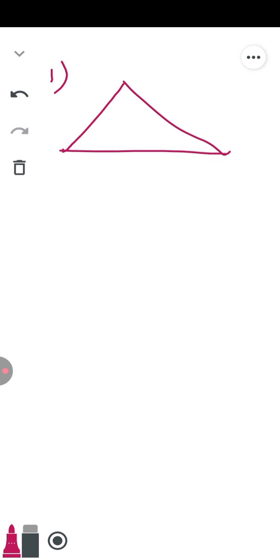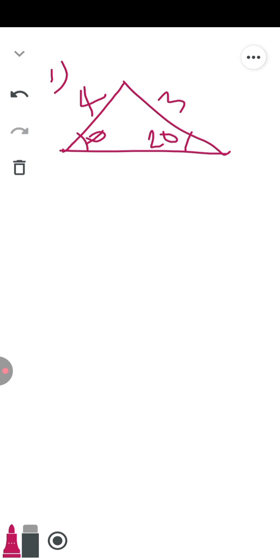Let me complete the question. Let's say here is 3, here is 4, and here is 20 degrees. And here is theta. We don't know theta, so let's look for theta.